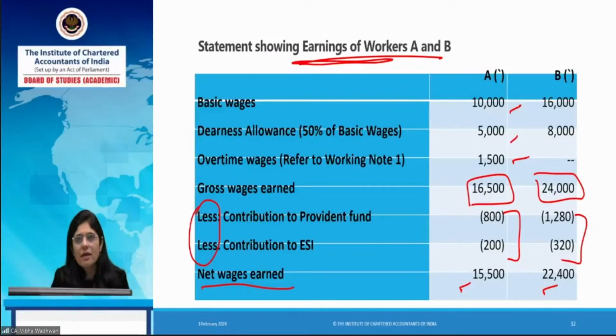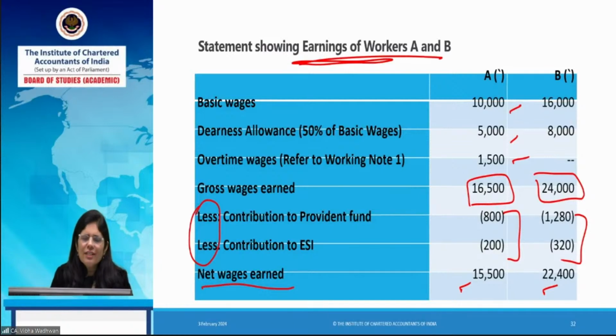Are you getting? So the worker takes only what he gets as money in hand, but the employer incurs much more than what the employee actually gets in hand. Clear? So that is why cost to the company is always much more than what the worker or the employee is earning. Clear? Good.